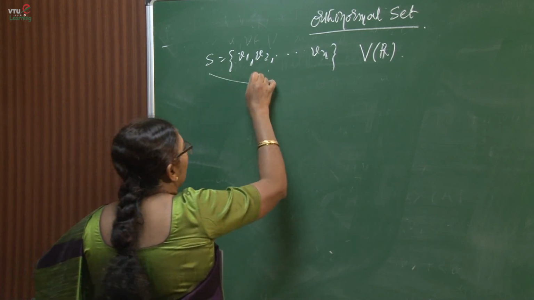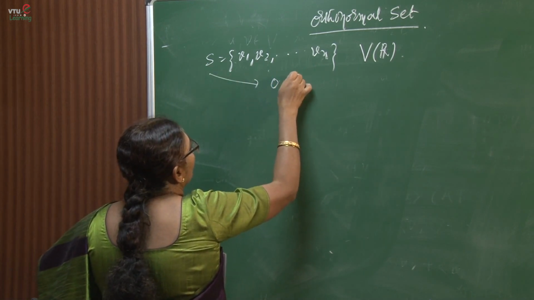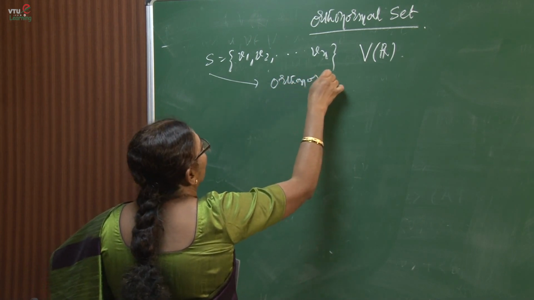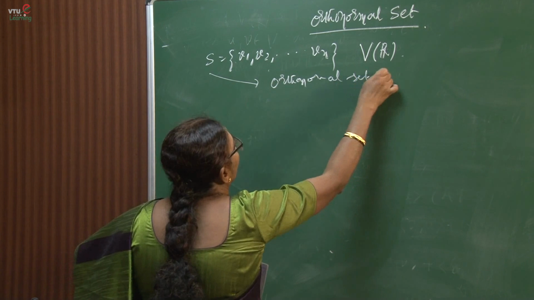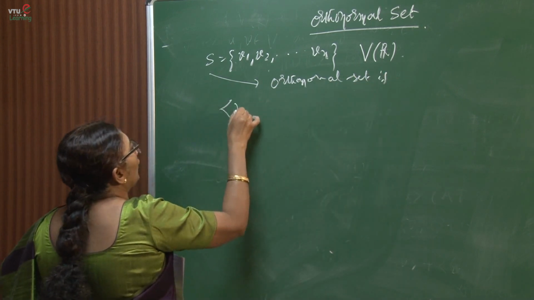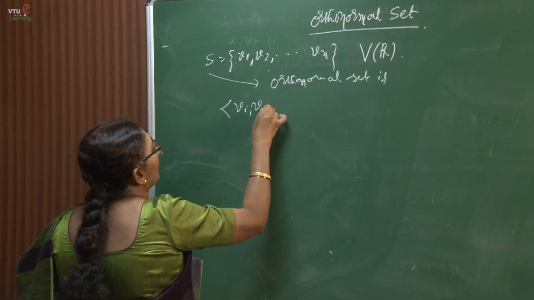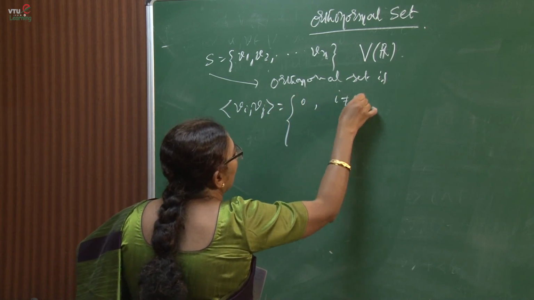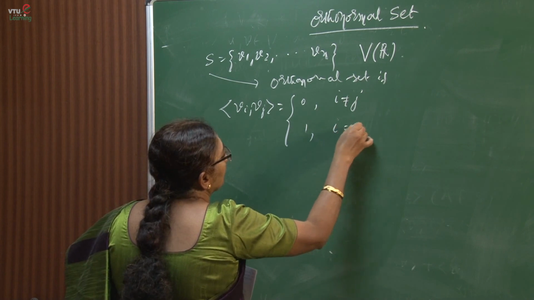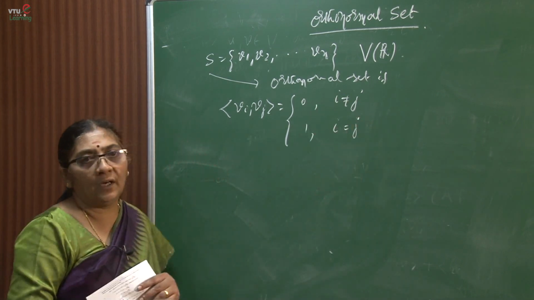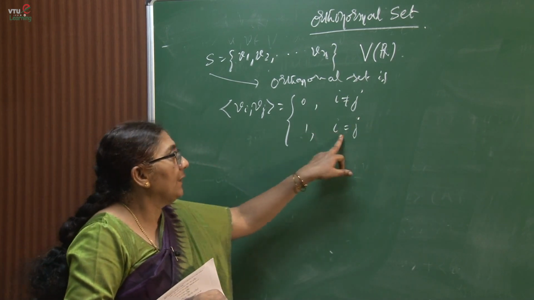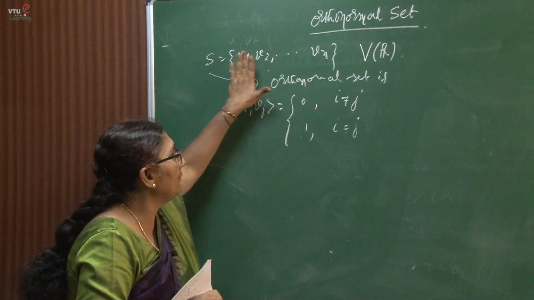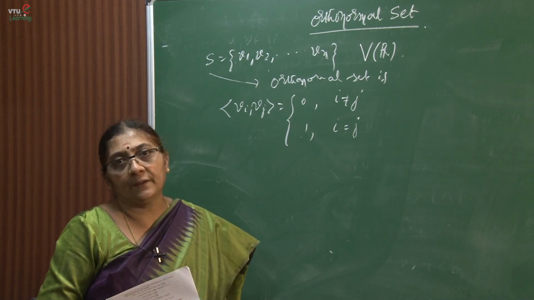Then S is called an orthonormal set if the inner product of Vi comma Vj is equal to 0 for i not equal to j, and, this is the extra thing compared to an orthogonal set, equal to 1 for i equal to j. Then we say that the corresponding set of vectors is an orthonormal set.